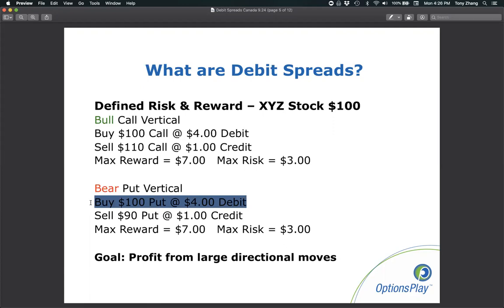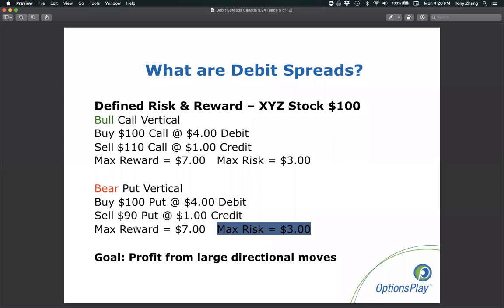So in this particular case, let's say we buy a $100 put, an at the money put, and let's say we pay $4 for that at the money put. Now, as a debit spread trader, what we're going to do is we're also at the same time going to sell another put. We're going to sell a $90 put against that. Let's say we receive a $1 credit for that. So our net debit again is $3 because we're paying $4 debit, and then we're receiving a $1 credit, which makes our max risk again $3 because that's how much we're paying for the vertical.